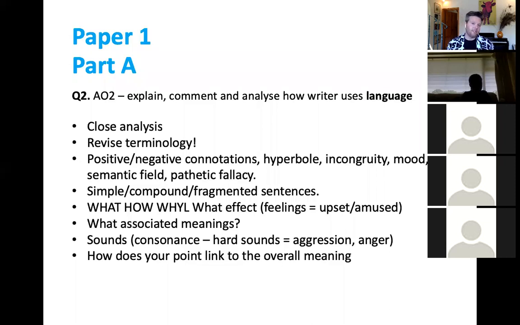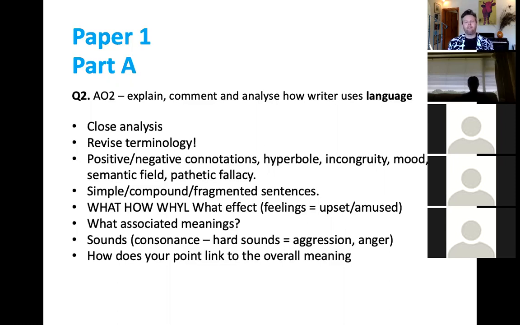Sentence types was really important for this question as well, and talk about simple sentences, compound, fragmented sentences. If you want to get that A star, don't just write short sentences, long sentences. But what's really important is the what, how, and why. Sorry about the spelling mistake there. What, how, and why that writer has used that method.